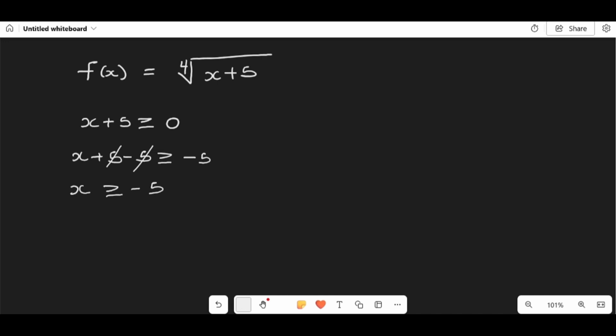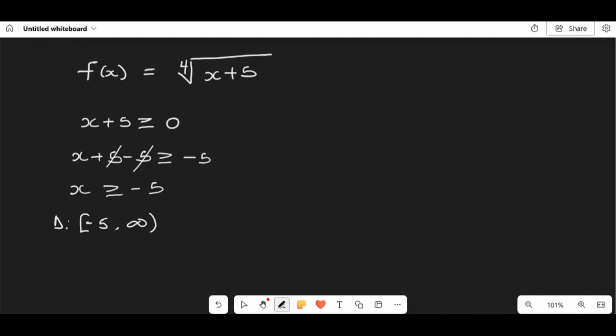So the function is defined for all x values greater than or equal to minus 5, and our domain is [minus 5, infinity). We use a square bracket here because minus 5 is inclusive. x is greater than or equal to minus 5, so that is the reason why we use a square bracket here.